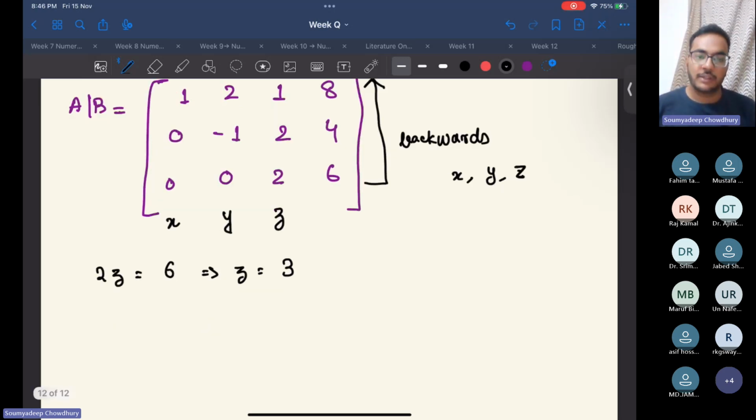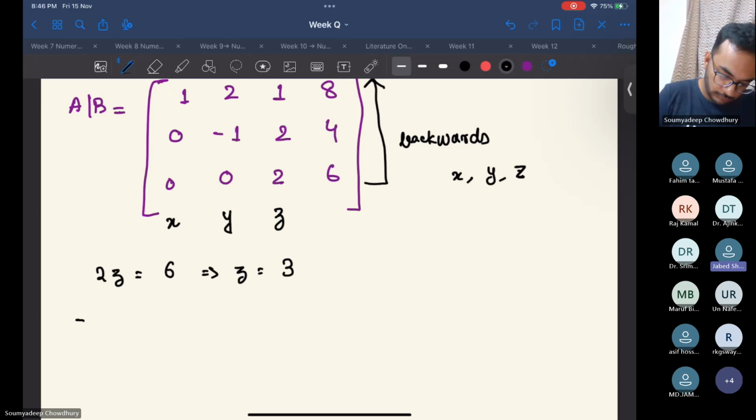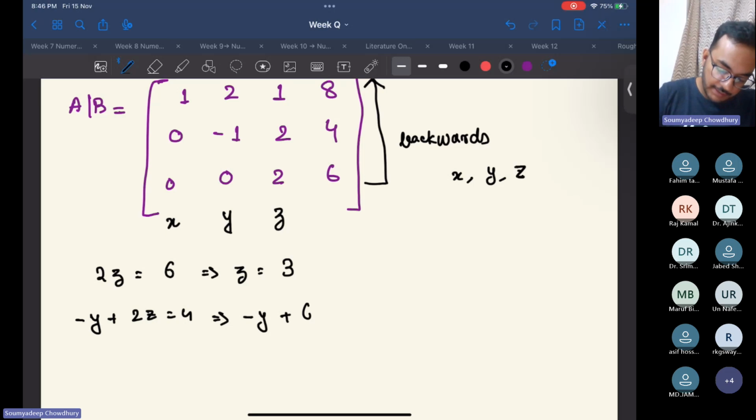From the second row, what is the equation you can write? Anyone can tell? Minus y plus 2z equals 4. Now you know z is equal to 3. So minus y plus 6 equals 4. Y will be equal to 2.